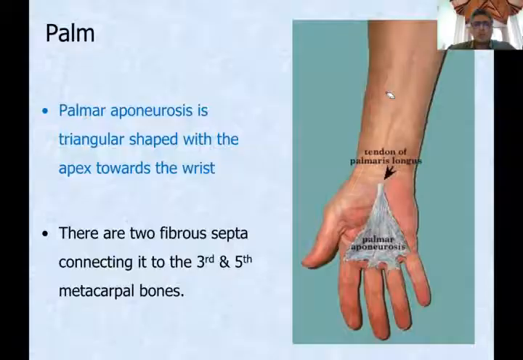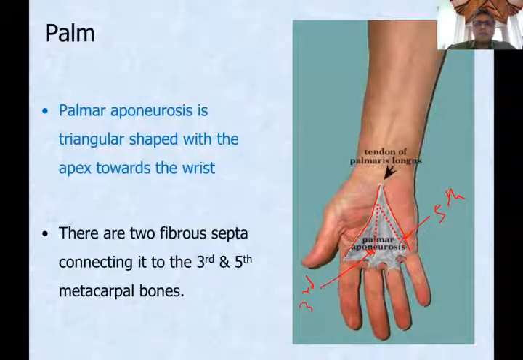it sends two fibrous septa, one from its lateral border, this border, and the other one from this border, the medial border. Two fibrous septa are sent in. And these two fibrous septa get attached to the third metacarpal bone, which is indicated by this red dotted line, the metacarpal bone of the middle finger, and the fifth metacarpal bone. This is the fifth metacarpal bone. This is the third metacarpal bone. Now, the fifth metacarpal bone is the metacarpal bone of the little finger.